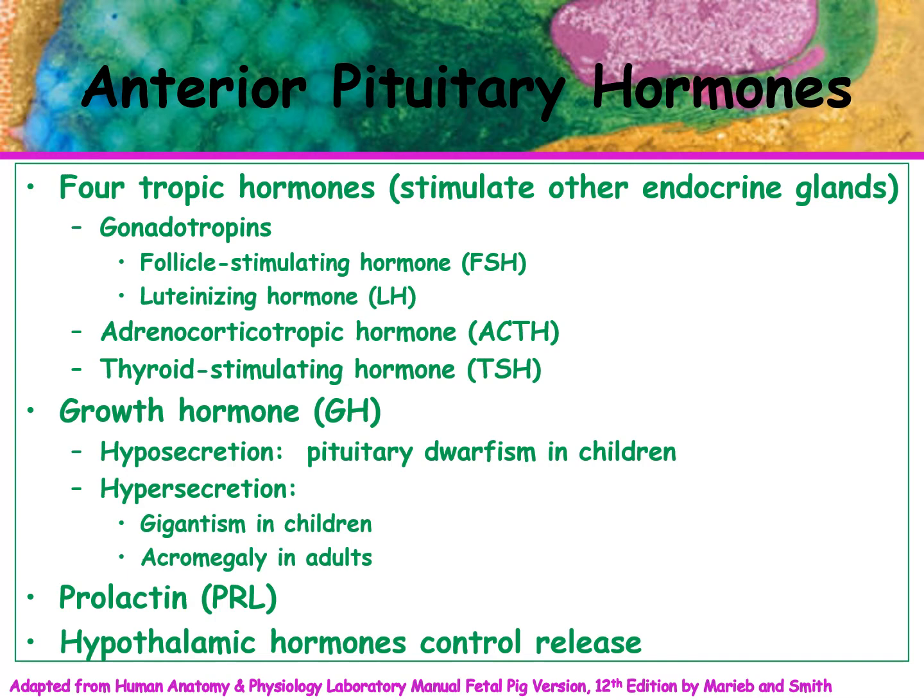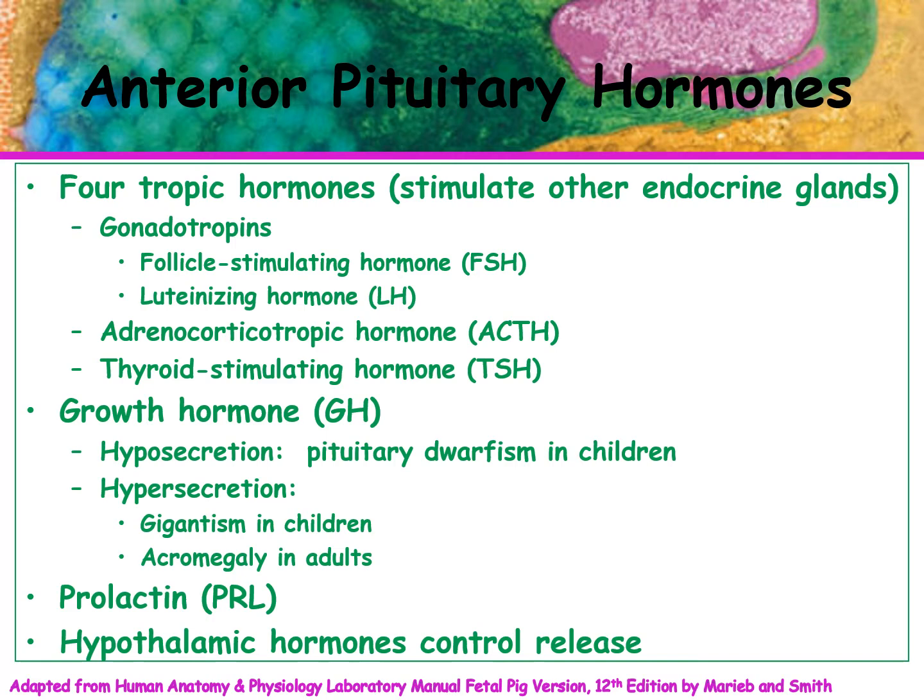Now we'll talk about the different divisions of the pituitary gland, and we'll talk about the hormones that are released from each division. The anterior pituitary is responsible for producing 6 hormones. 4 of these hormones are called tropic hormones. A tropic hormone is a hormone that can stimulate another endocrine gland to produce and release its hormones.